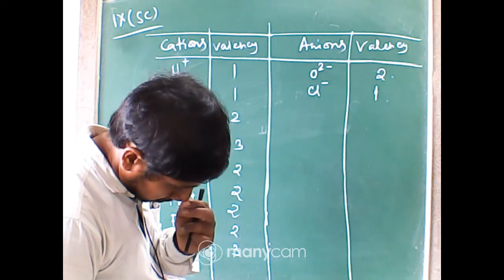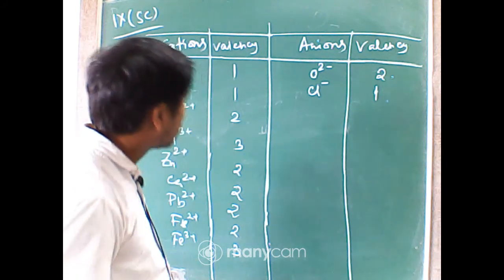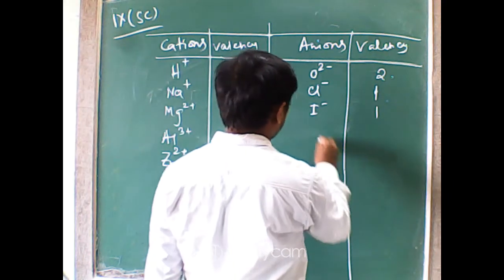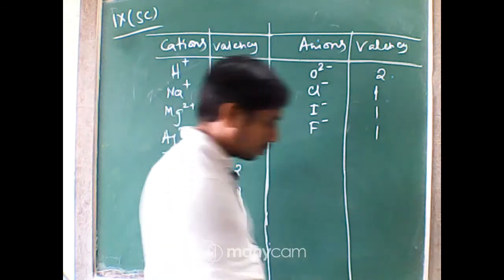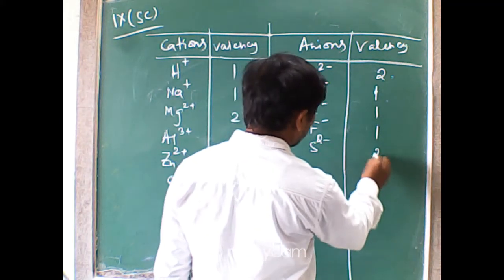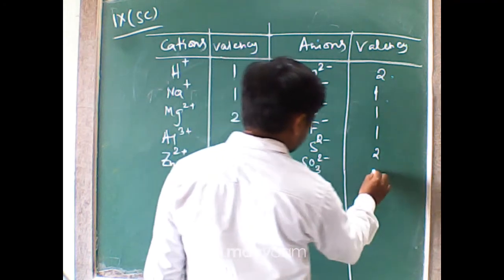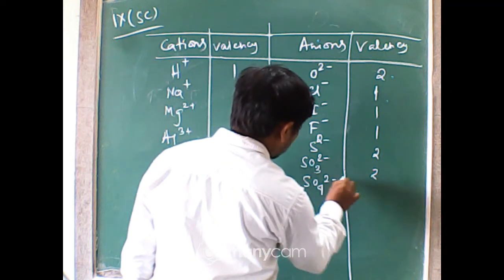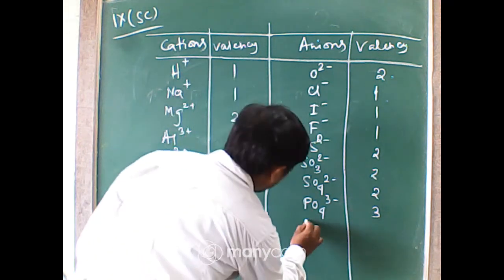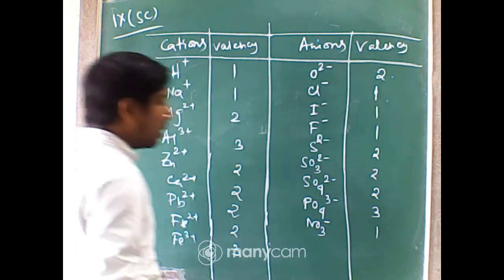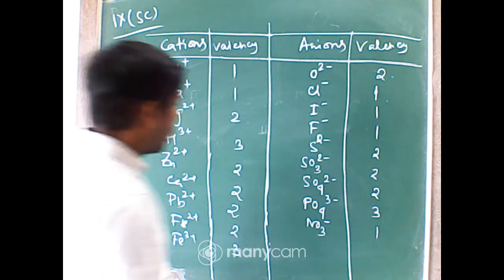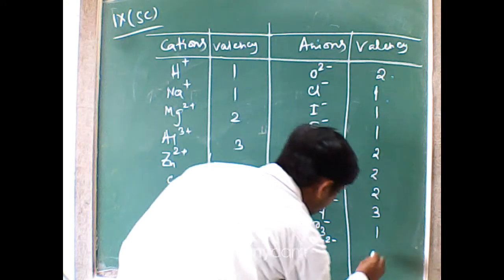Next, coming to some more anions: chlorine, iodine I minus 1, F minus 1, S 2 minus 2, SO3 2 minus 2, SO4 2 minus 2, PO4 3 minus 3, NO3 minus 1, HCO3 minus 1.